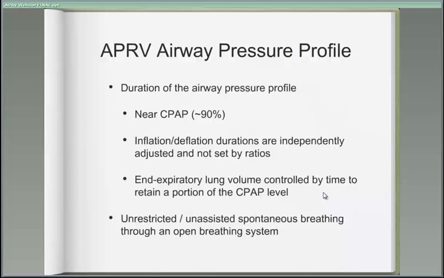And the end expiratory lung volume now is controlled by retaining a portion of that CPAP. So what we're trying to do is release the pressure down to a certain level and then back up again. Now this is dictated by the flow of the patient, not necessarily the pressure. And of course, one of the other potential benefits that I see is that we can have unrestricted and unassisted spontaneous breathing, which we'll get into a little bit more later.